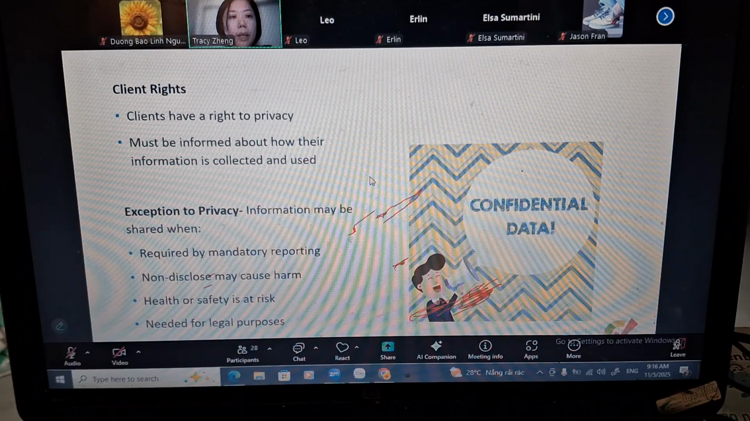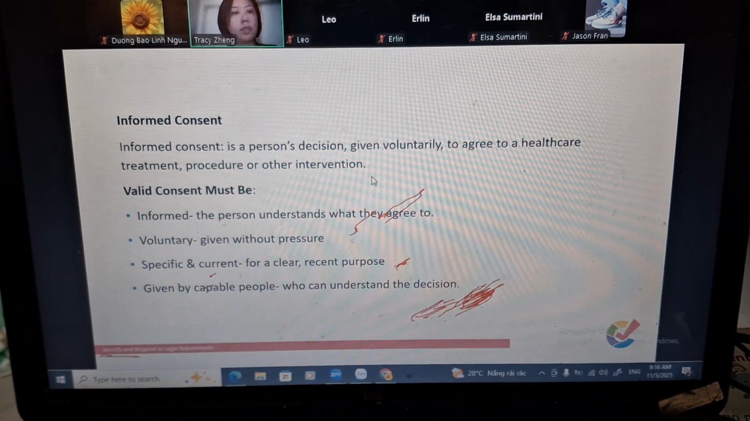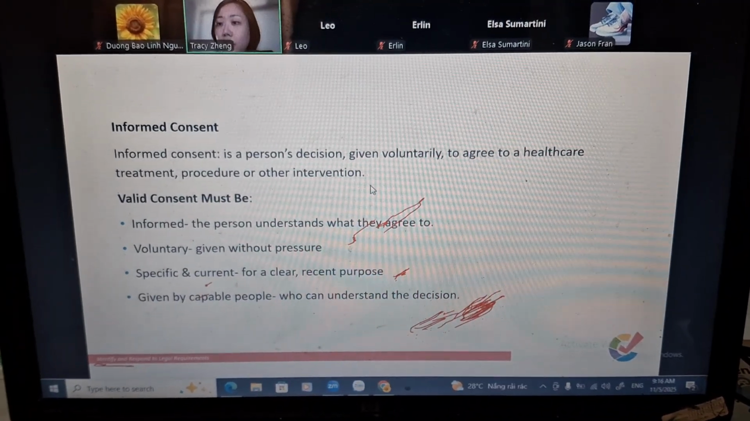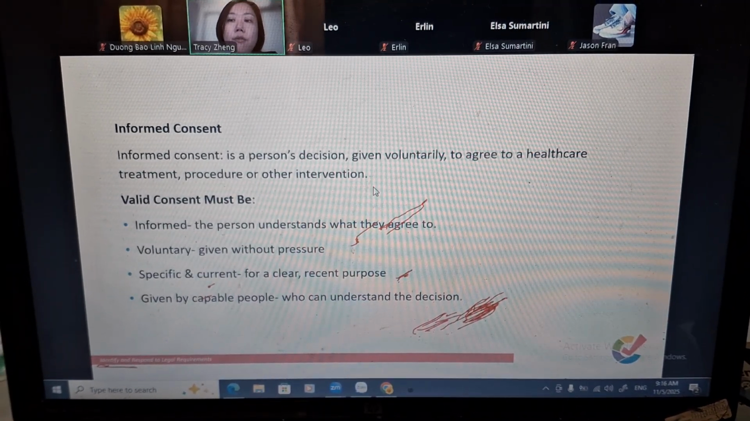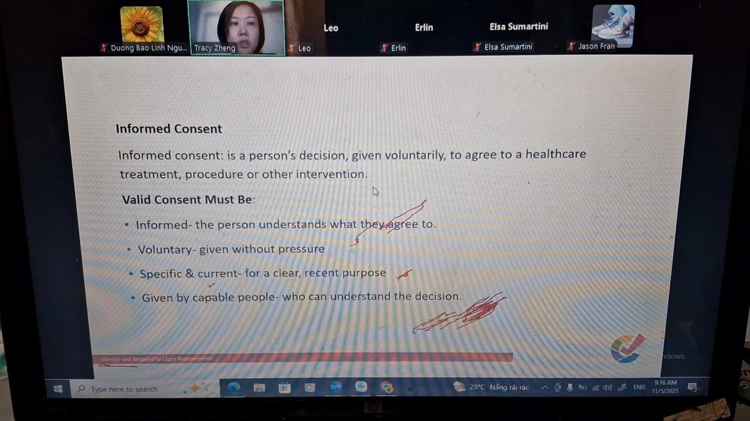All right, so the following part we're going to discuss is about informed consent. If any of you are still not quite sure what informed consent is, I have listed the definitions for you. Informed consent is a person's decision, given voluntarily, to agree to a healthcare treatment, procedure, or other intervention. So informed consent is given by our client.